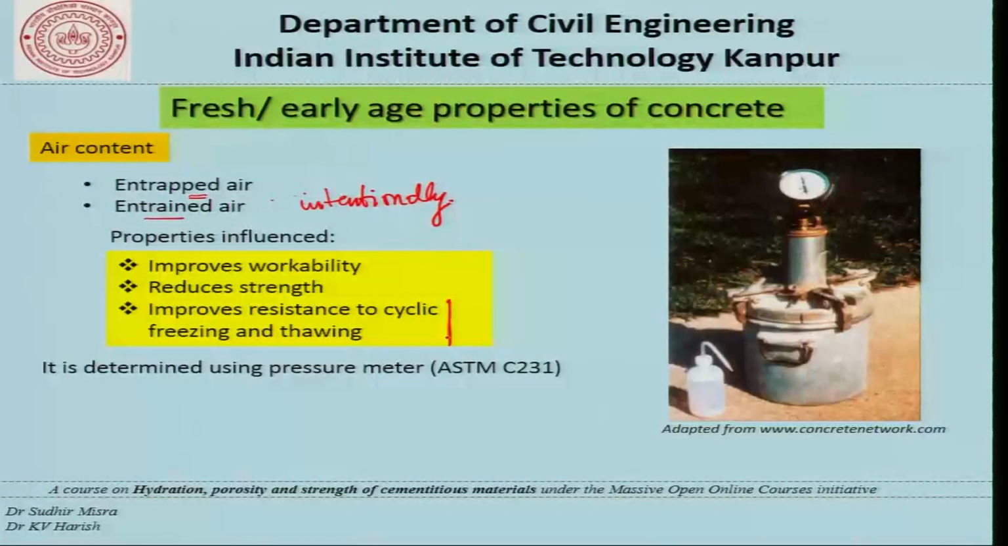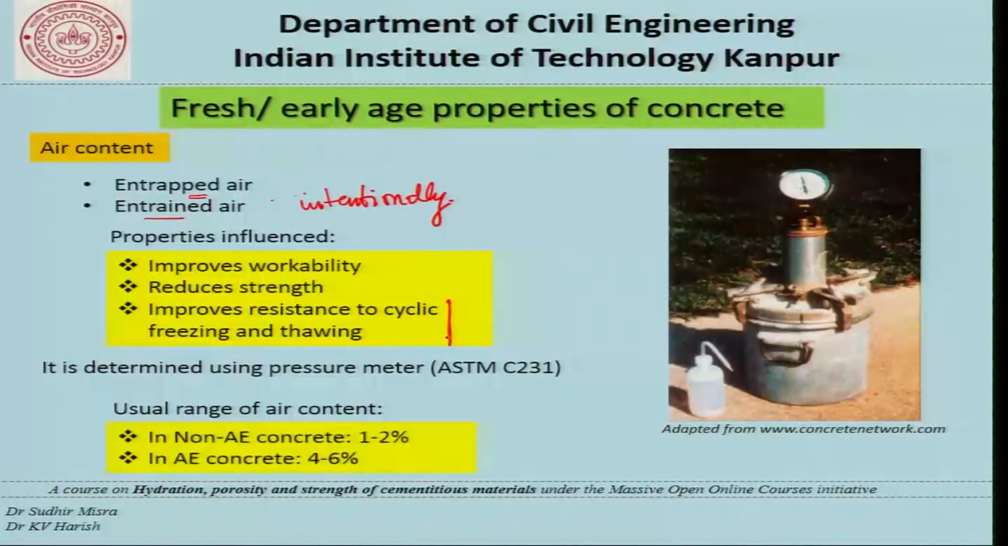Air content in concrete is determined using a pressure meter, and the usual range of air content in non-air entrained concrete, that is those concretes which have only entrapped air, is about 1 to 2% by volume, whereas in air entrained concrete, where we use chemical admixtures to entrain the air, the percentage could be between 4 and 6.